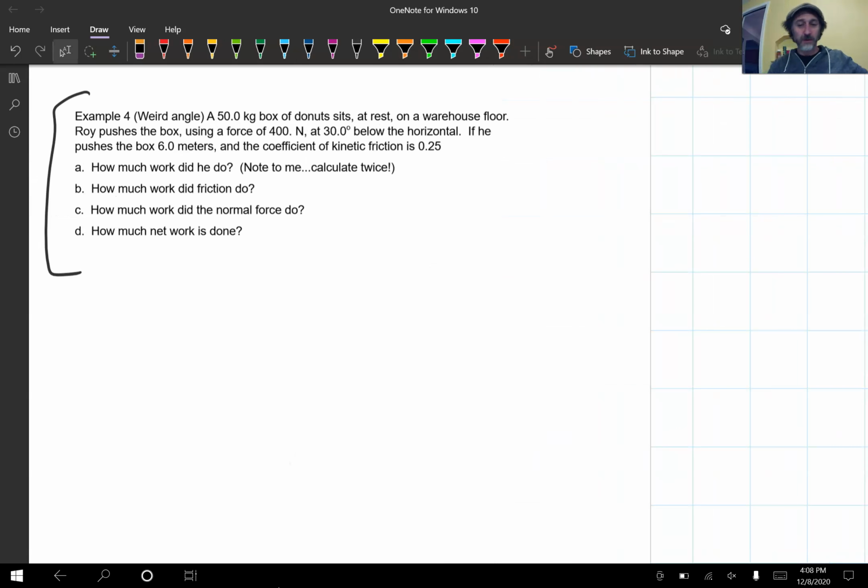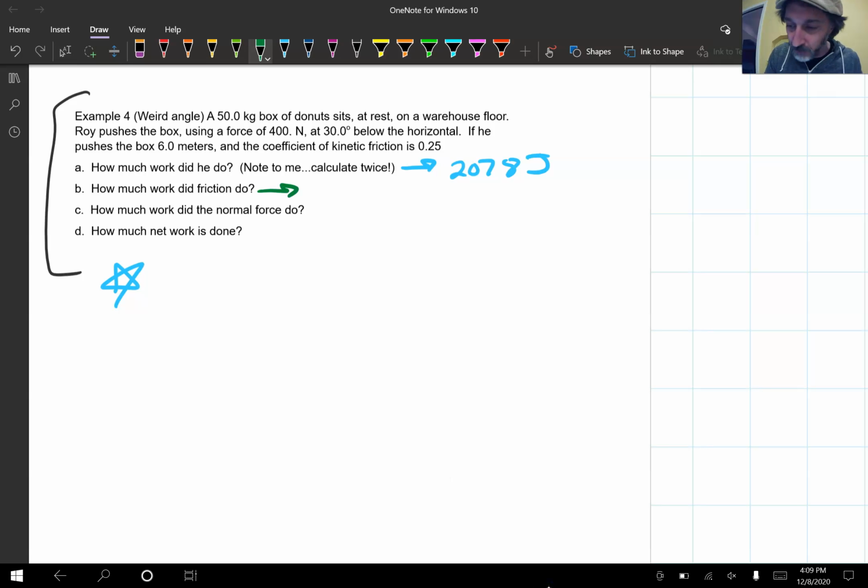All right? So you're trying to calculate the work done by a couple different forces. And ideally, I would like you to do it as many ways as you can. In a minute, I'm going to show you 3 different ways to calculate work. And ideally, you ought to be able to calculate the work done by each of these forces each of those 3 different ways. So I'll get to what those are in a minute. Question A says, how much work did Roy do? That ends up being 2,078 joules. The work done by friction ends up being negative 1,035 joules. The work done by the normal force, spoiler alert, is 0.